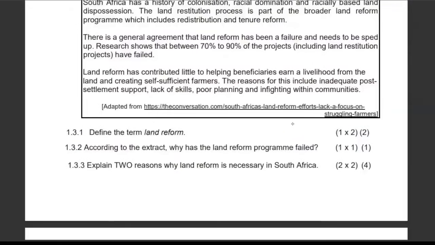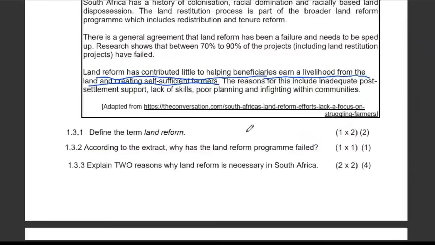If land reform has contributed little to helping beneficiaries earn a livelihood from the land and creating self-sufficient farmers, it means the land is not being productive enough. If people are meant to benefit from the land, they must become self-sufficient. They must not rely on constant support from the government. So, because the farmers are failing to self-sustain, that automatically qualifies the land reform to be a flop, or to be a failure as a policy of the government.